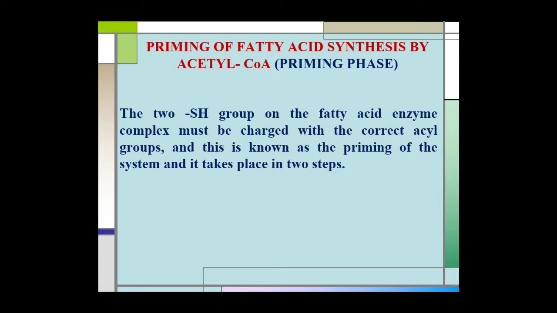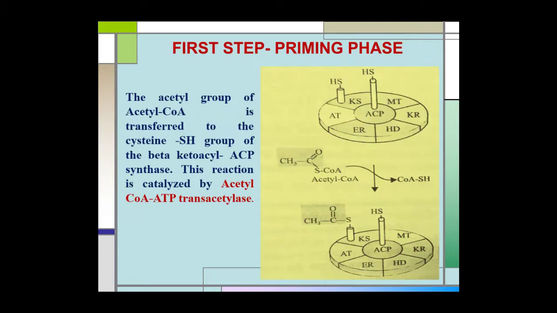The two SH groups present on the fatty acid enzyme complex must be charged with the correct acyl group, and this charging is known as the priming of the system, and it takes place in two steps. First step of the priming phase. In the first step, the acetyl group of the acetyl coenzyme A is transferred to the SH group of the beta ketoacyl ACP synthase, and this reaction is catalyzed by acetyl coenzyme A ACP transacetylase.